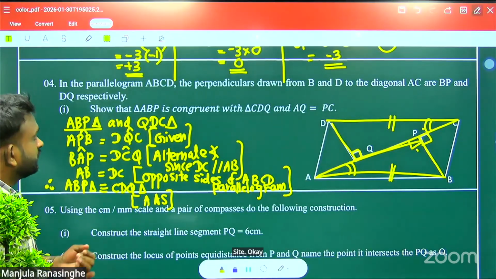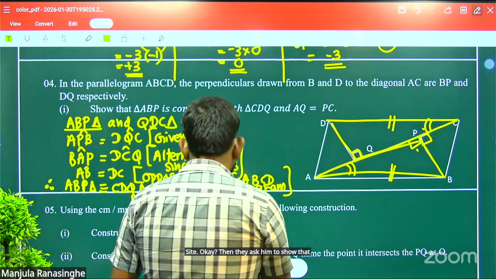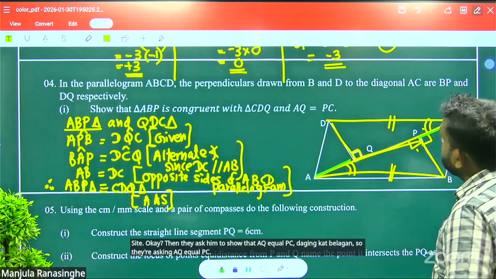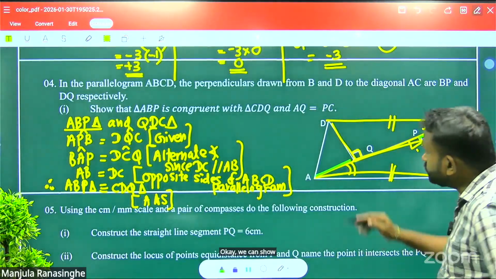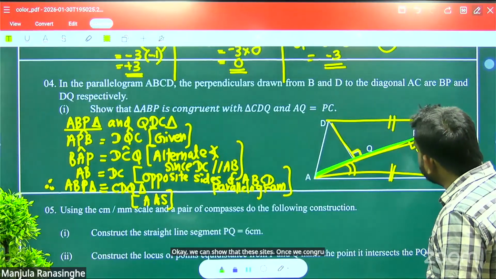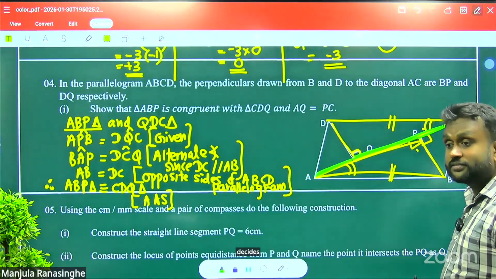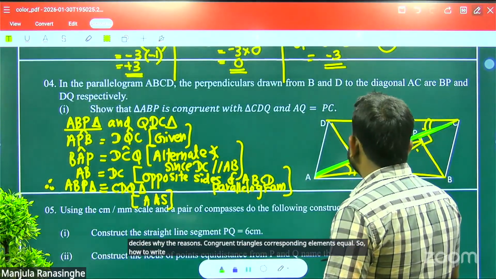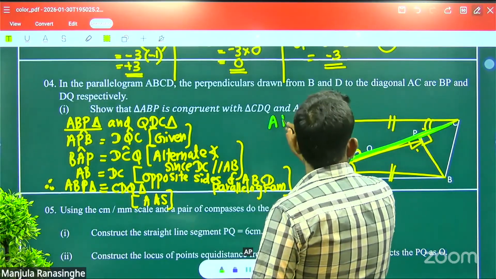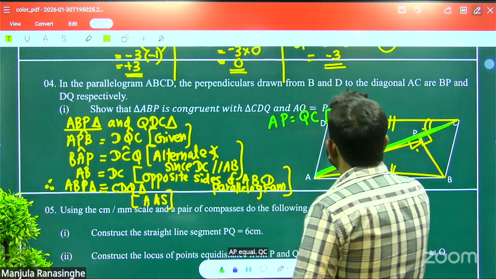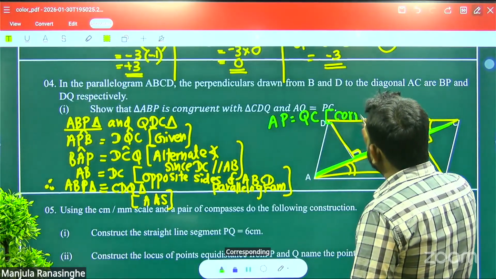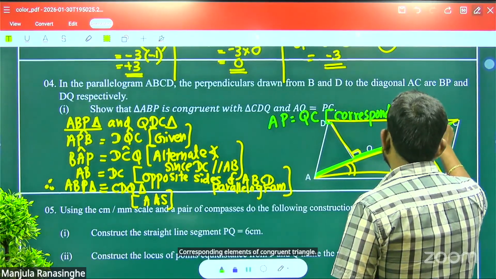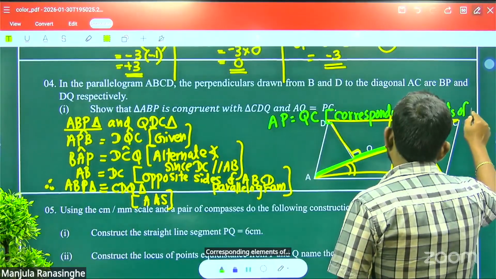Then they are asking to show that AQ equals PC. Let's look at that too. Once the triangles are congruent, these sides equal these sides. Why? The reason is congruent triangles, corresponding elements are equal. So how to write it? You can write AP equals QC. What's the reason? Corresponding elements of congruent triangles.